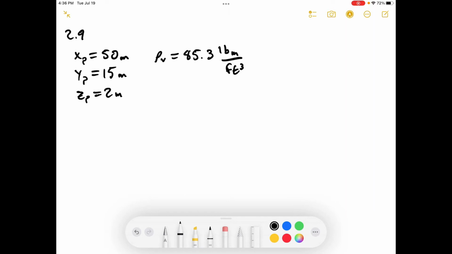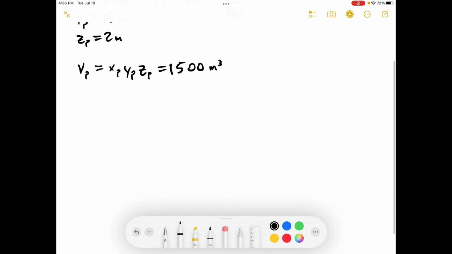Okay, so we need to know what the volume of the pond is. And good thing they gave us all the dimensions, xp, yp, and zp. And that equals 1,500 meters cubed. Okay, now we need to know the total mass of the water in there.